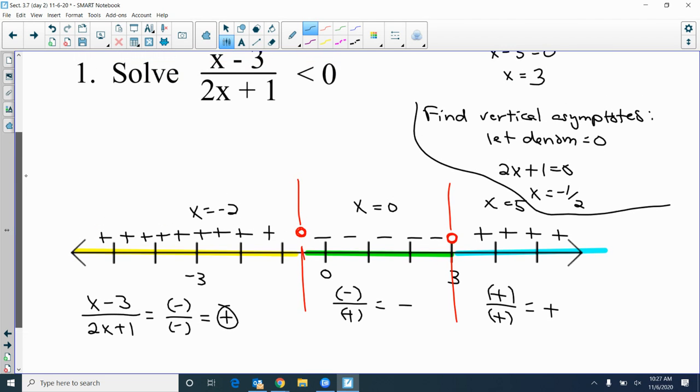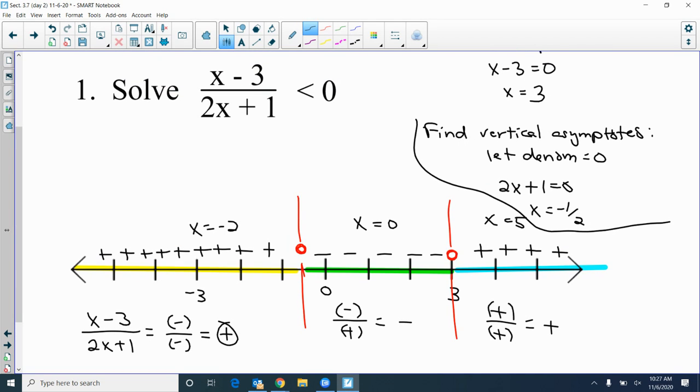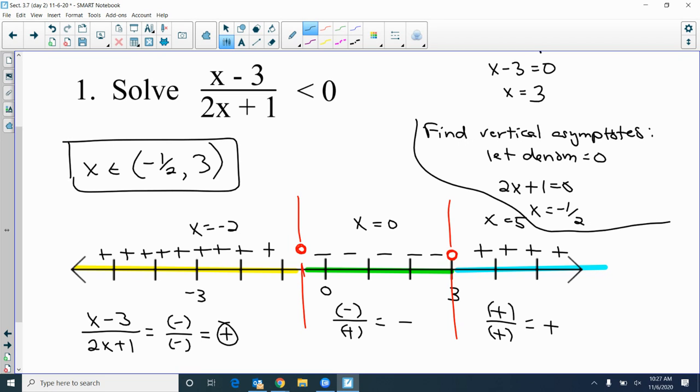All right, well, what do we want to know? We want to know where it's less than 0. Where it's negative, that's going to be from negative 1/2 to 3. So same idea. We just got to check the numerator and we got to check the denominator, and then see whether it's greater than 0 or not.